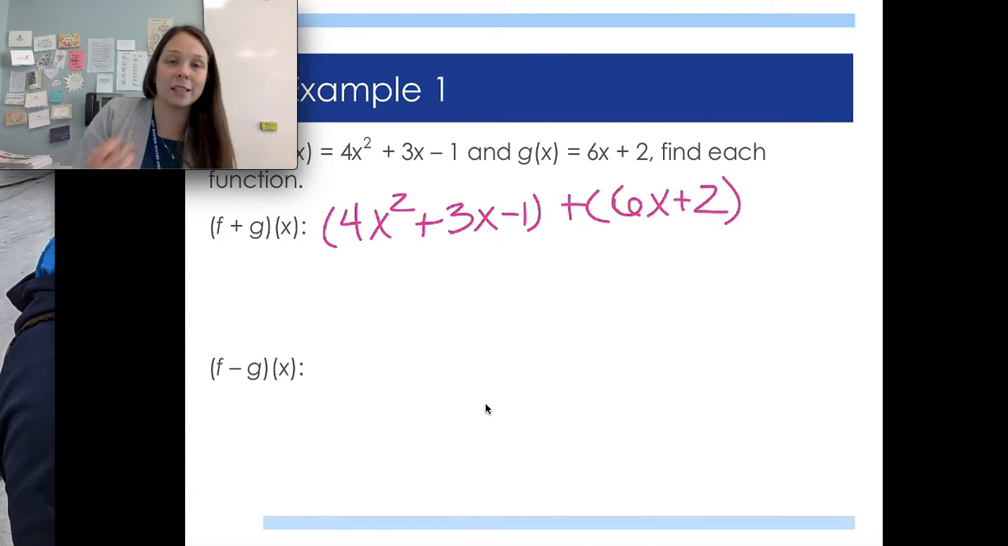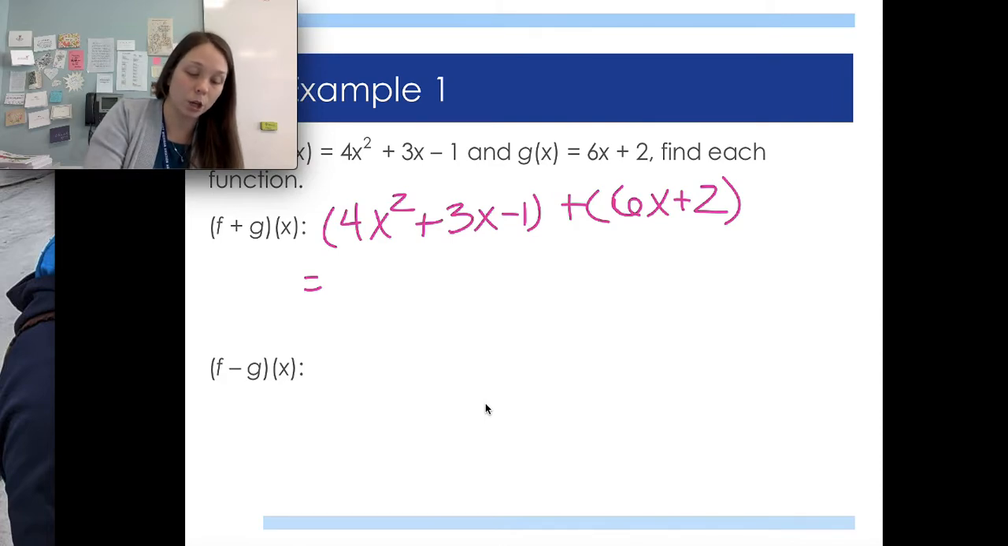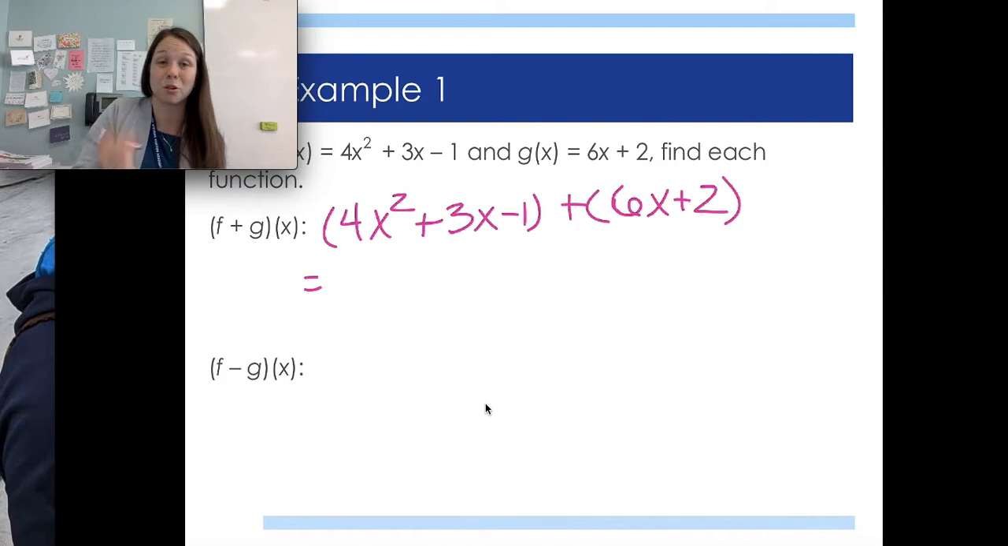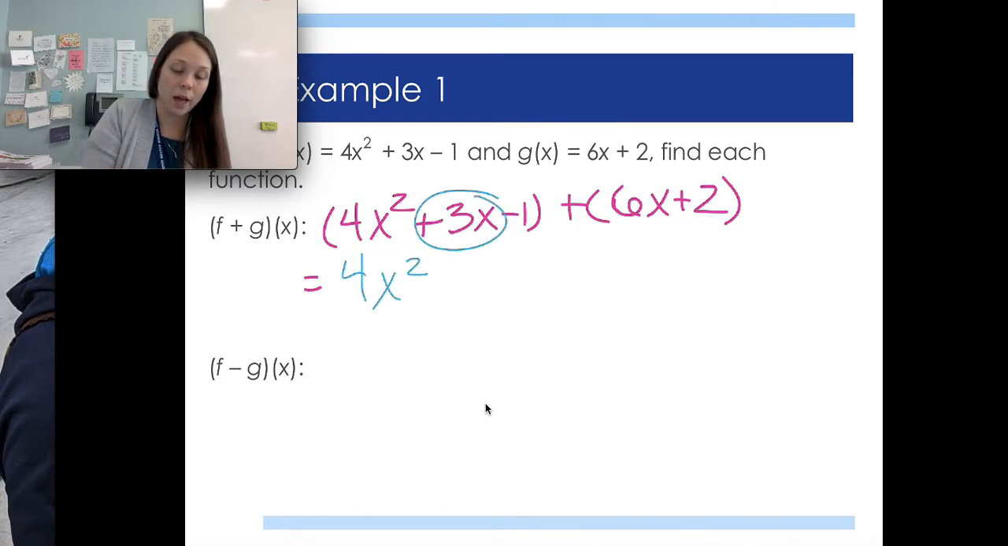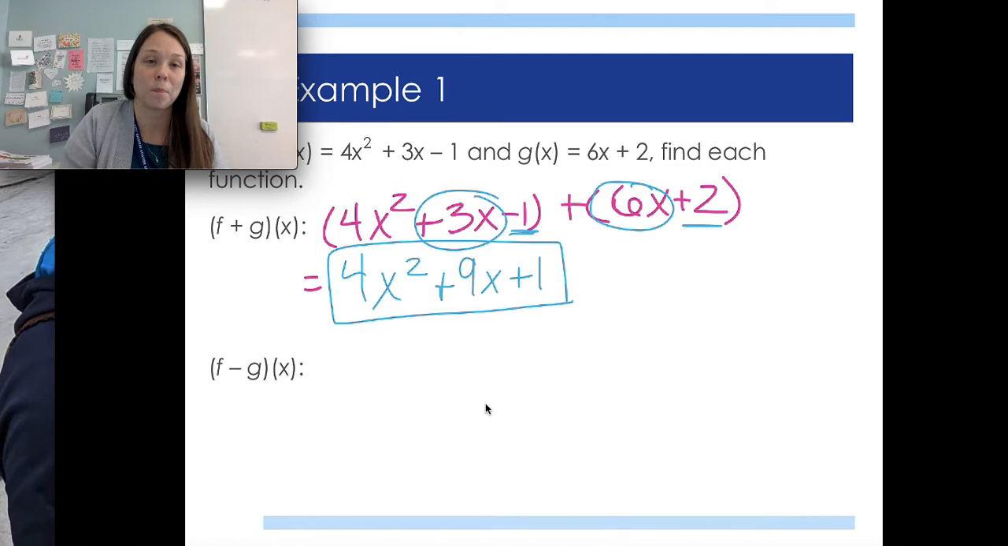Now, I'm adding these functions together, so I really don't need the parentheses, and I could just approach this as combining like terms. There's only one x squared term, and that would be 4x squared. 3x plus 6x is 9x. And then negative 1 plus 2 is plus 1. And so then that would be our final answer.